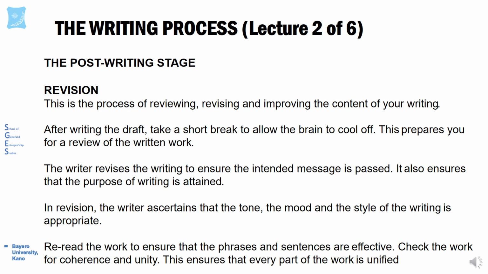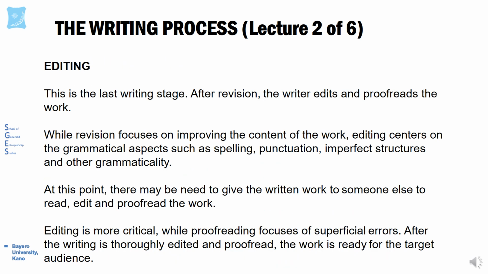Now, you check the tone, the mood, the style of writing to make sure everything is appropriately written. You can also reread the piece of writing to make sure the phrases and sentences are effective. You can also check for coherence and unity. You have to make sure that your ideas are united and coherent. The phrases and sentences are fully structured and are fully effective for the purpose for which you create your piece of writing. Now finally we have editing. Let us go to the next slide.